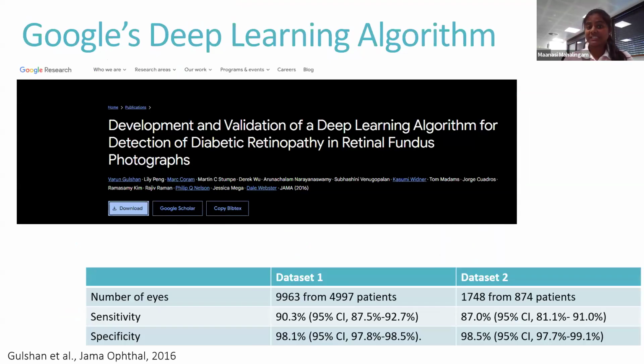Another interesting model is Google's deep learning algorithm. And I chose this paper because Google collaborated with three tertiary eye care hospitals in India. One is Sankara Nethralaya, Aravind Eye Care System, and Narayana Nethralaya. And also it's very good to see the promising results again, the sensitivity values of 90 and 87. So they tried in different data sets and then they got very good results.